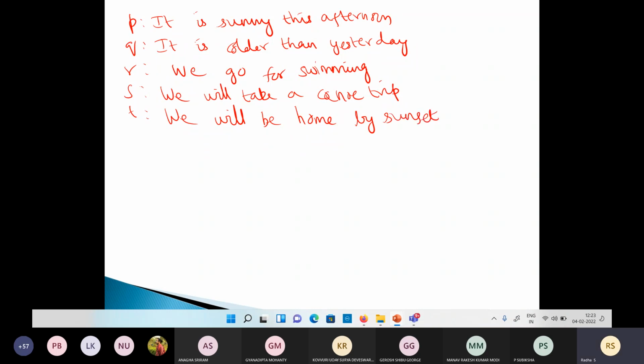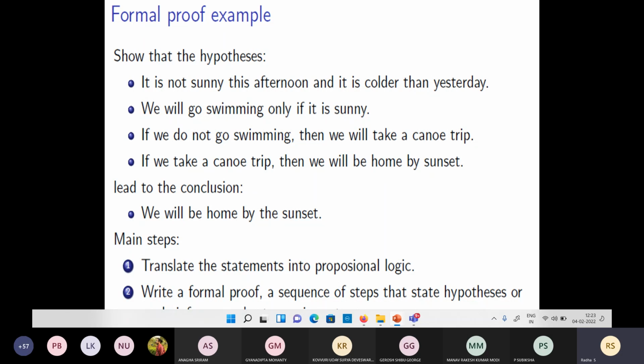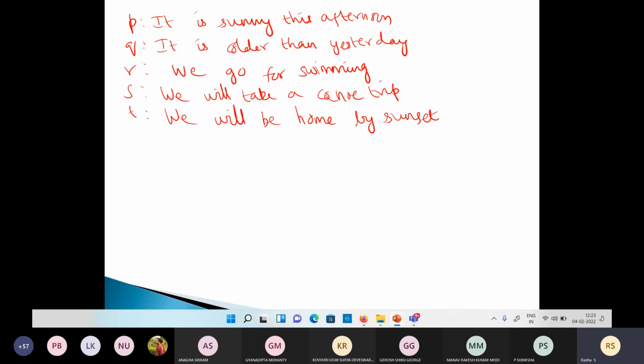Okay, what is the first sentence? It is not sunny this afternoon and it is colder than yesterday. So what is given? Not P and Q. This first sentence: it is not sunny this afternoon, not P, and it is colder than yesterday, Q.